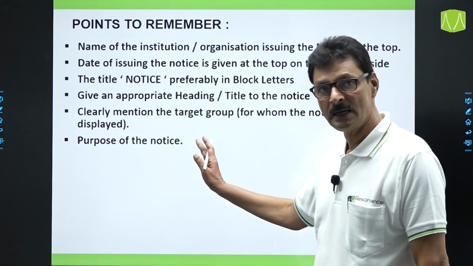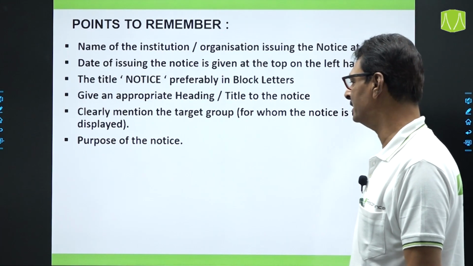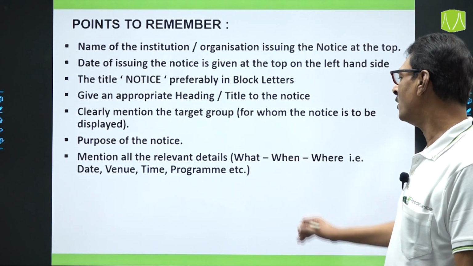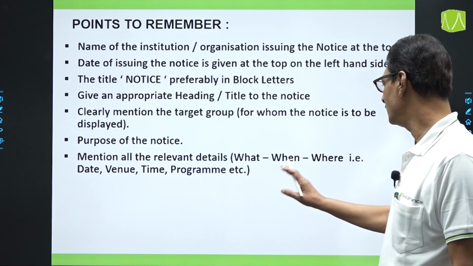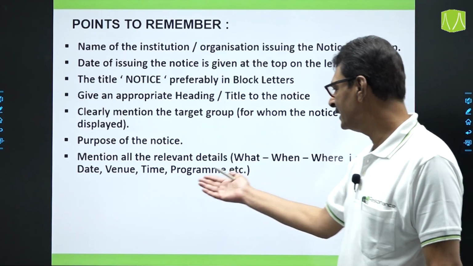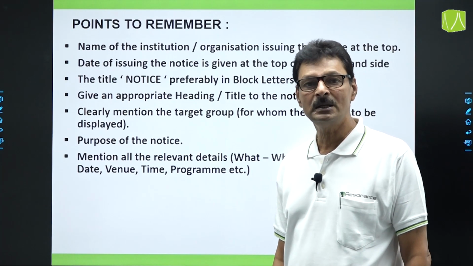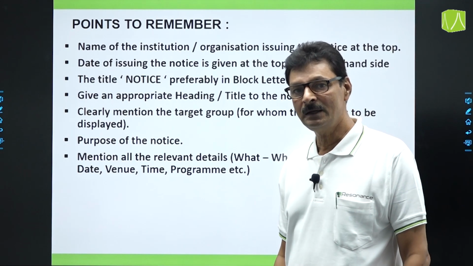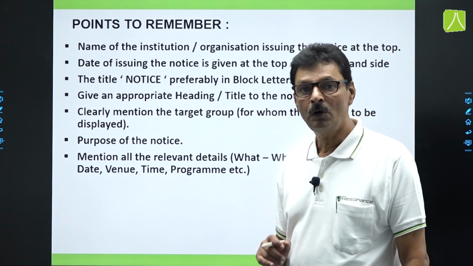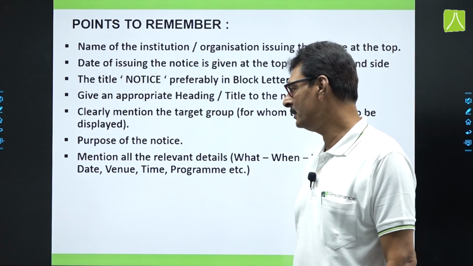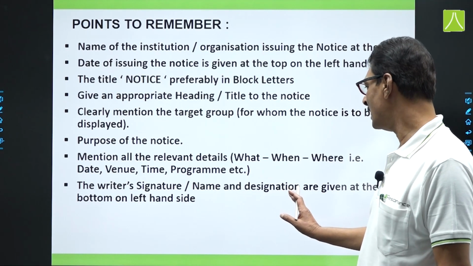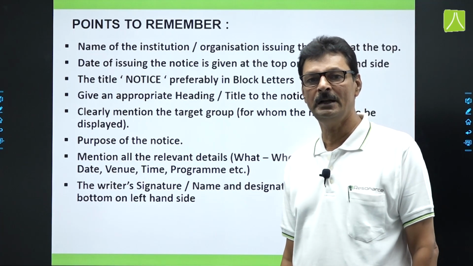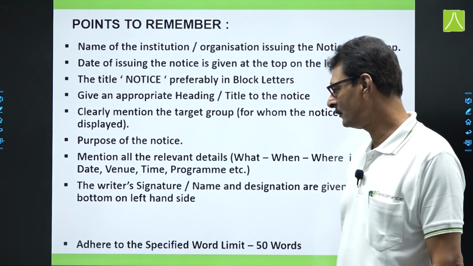The purpose of the notice has to be specified very clearly. Mention all the relevant details. This is what I am talking about, the WH question: what, when, where, that is date, time, venue, what is the program for, and if the audience is targeted, for whom this program is to be held. Next, the writer's name and designation are given at the bottom on the left hand side.